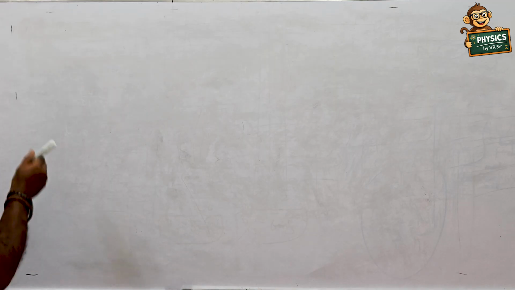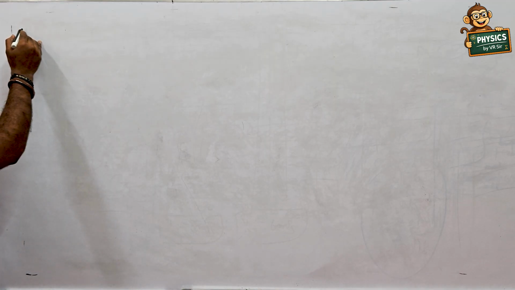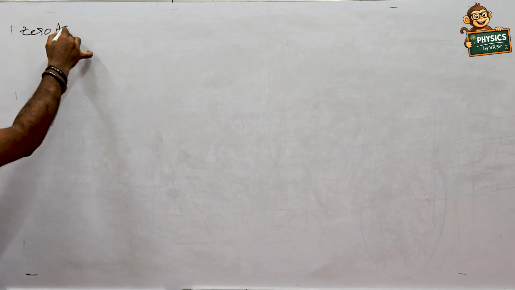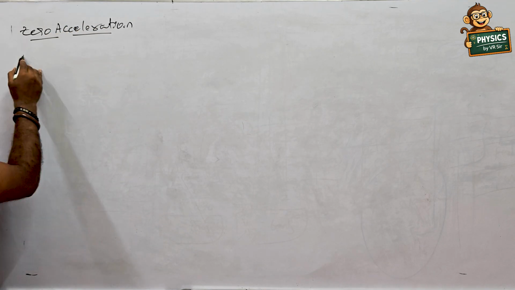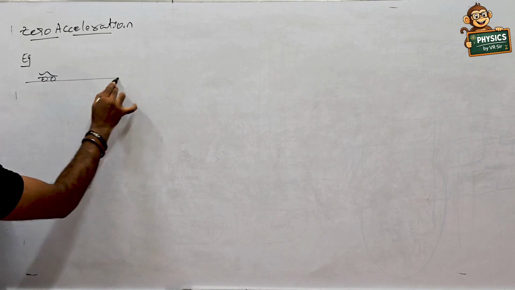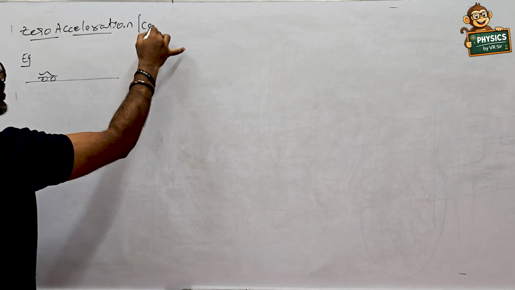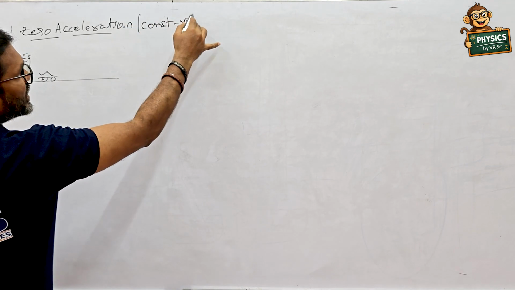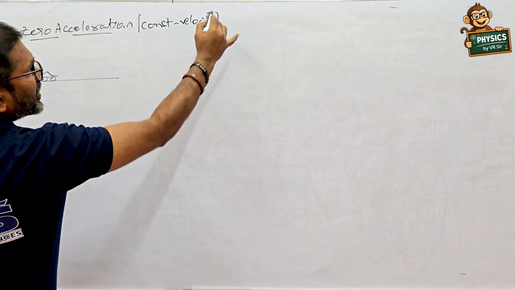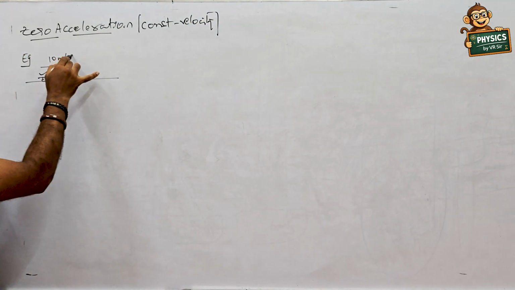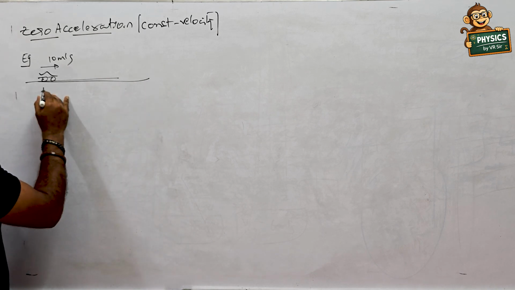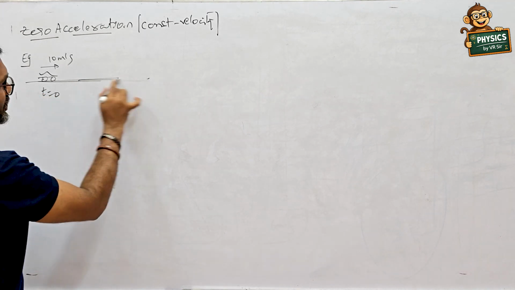Yeah, I told you three cases. First, let us talk about the zero acceleration case. How do you take the application from a numerical point of view? Example, look at here, the object has zero acceleration. This is also called, I told you already, constant velocity, isn't it? Suppose the object is moving with 10 meters per second at t equal to 0 initially.